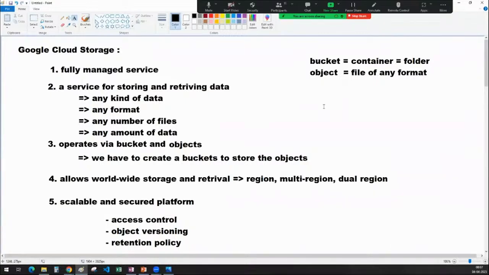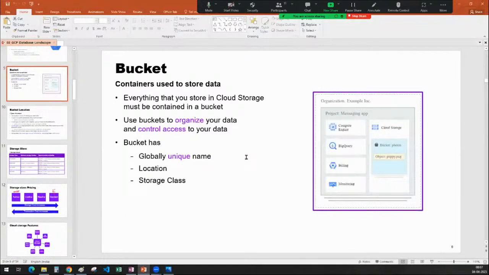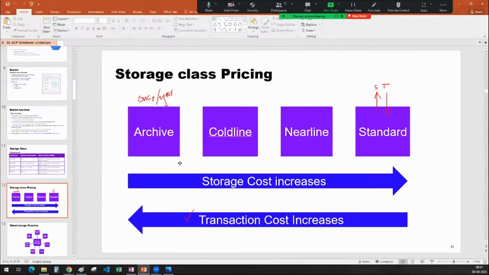No, that's one. So there are a few properties that you can change. There are a few properties that, once the bucket is created, you cannot change. Okay. So I have actually properly documented that. Tomorrow, I think we will see what is a bucket and how to create a bucket.